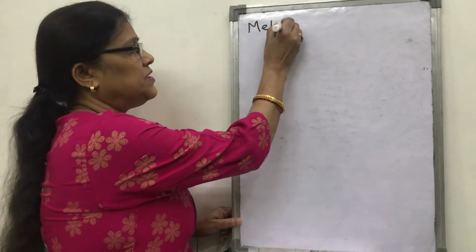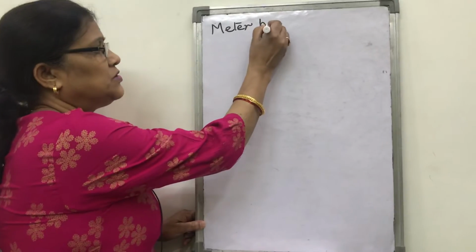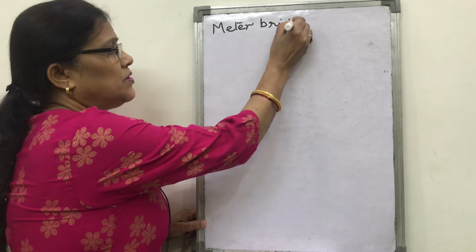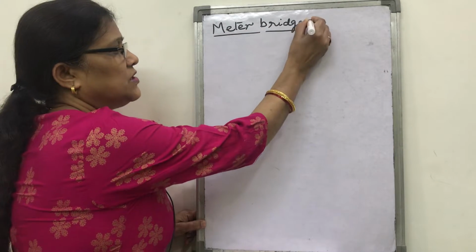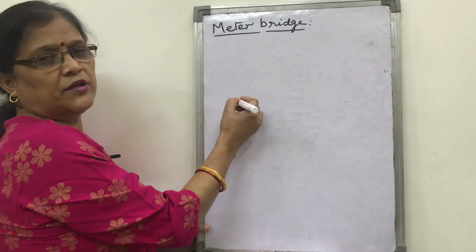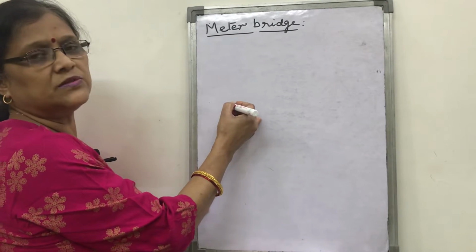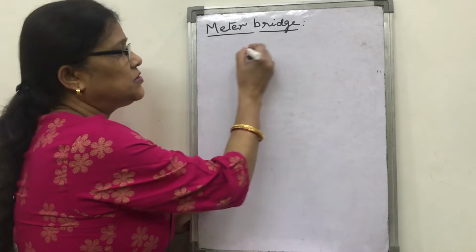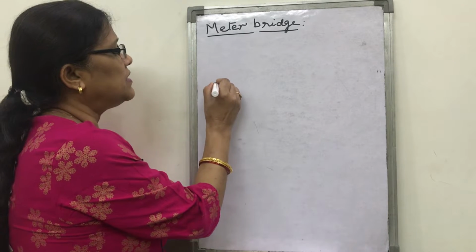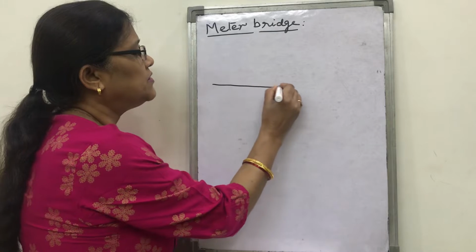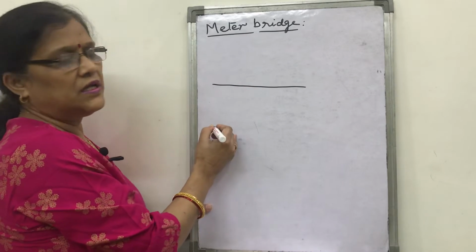Earlier we have seen Wheatstone's bridge. So how will you find the unknown resistance with the help of the meter bridge? This is also an experiment in class 12th. So in the meter bridge, a 1 meter long wire is taken. Suppose this is a 1 meter long wire.